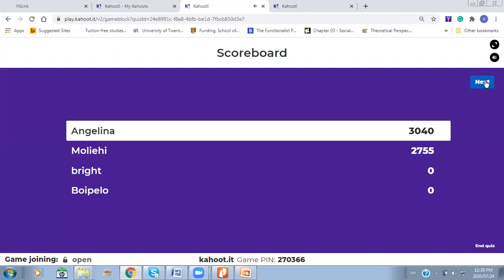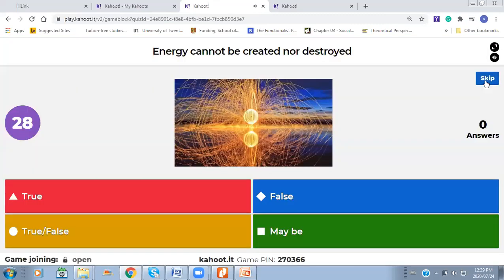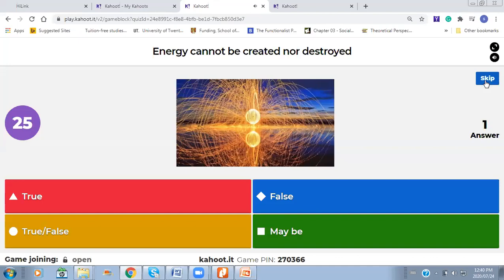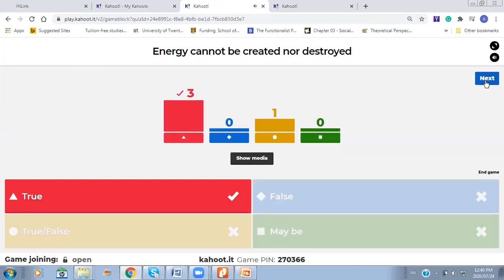All right. Next, energy cannot be created nor destroyed. Is it true or false? Or just maybe? Let's get going. Yeah, three people got this one right. That's fantastic. Remember, that's the law of conservation of energy or matter.